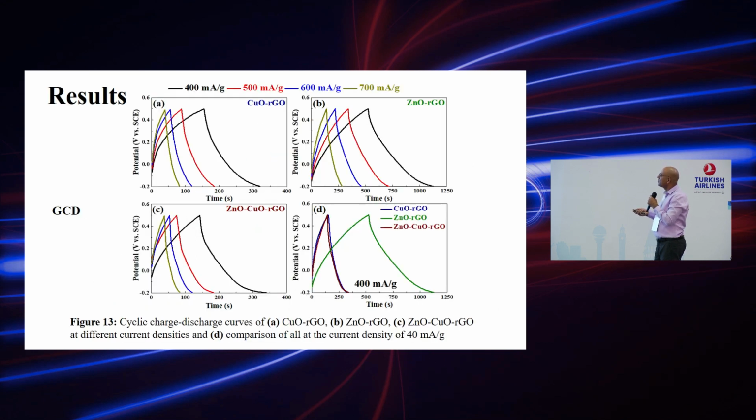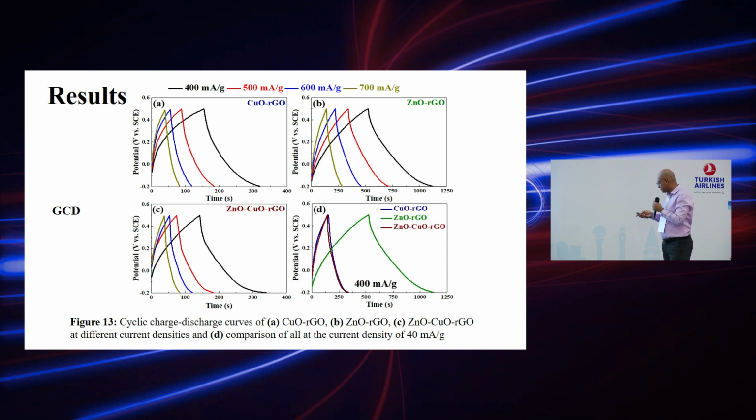And again, going to the charging discharging curves for all three composites, you could see we have done this at current densities of 400, 500, 600, and 700. You could clearly see that at 400 the zinc oxide is showing a really different behavior from the other ones altogether.